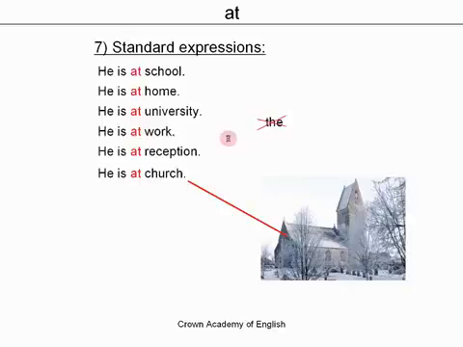And if you notice, for all of these expressions, we do not use the word the. Okay. So, for example, we do not say he is at the school. Okay. So the general rule is that these are expressions and we do not use the word the. Okay. So for all of these expressions, we use the word at to describe where somebody is.